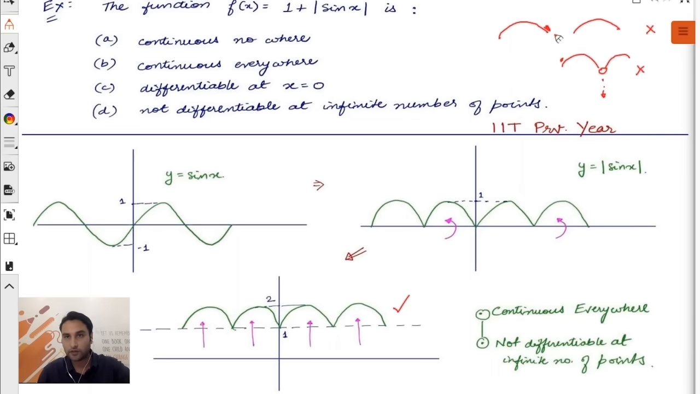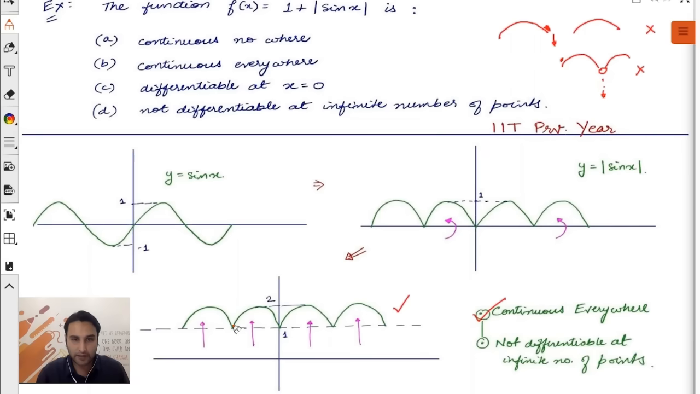If you're an ant walking on it, here you will fall down, but here you will not. So the function is continuous. If the ant does not fall down anywhere, it is continuous. Don't bother. If you're not getting it, it's okay. Just learn the graph.